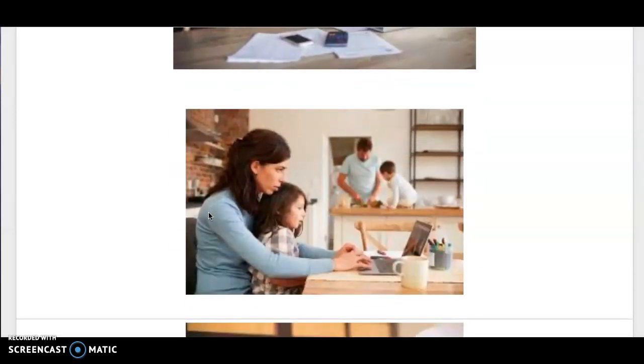Let's have some practice. What are they doing? What are they doing, guys? Maybe they are doing homework. Ellos están haciendo la tarea. They are doing homework. Very good.